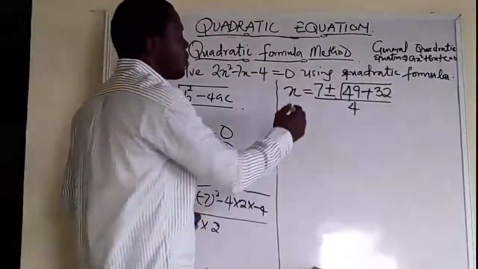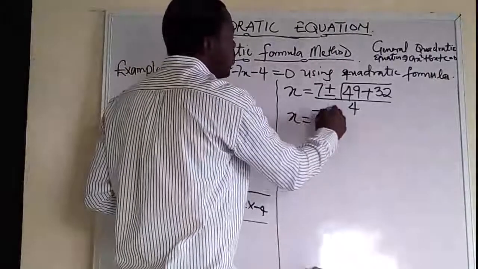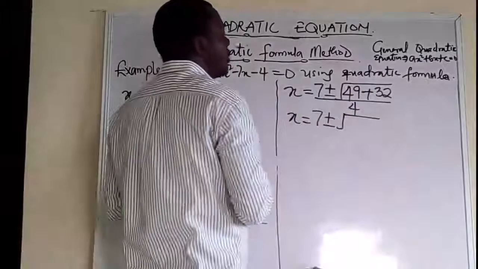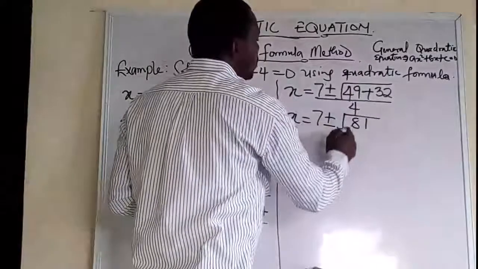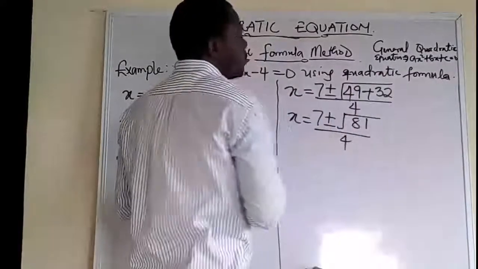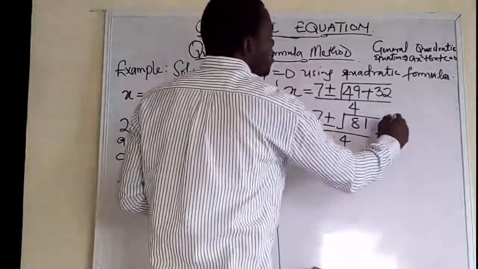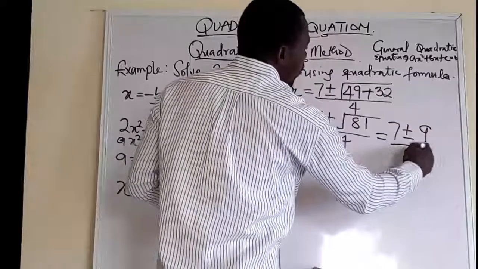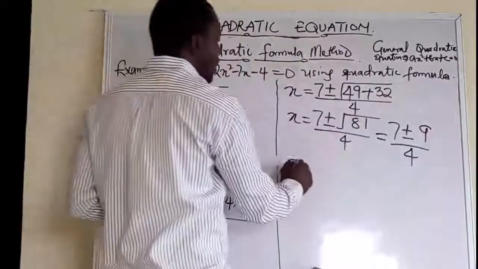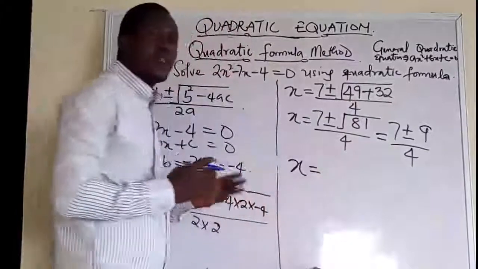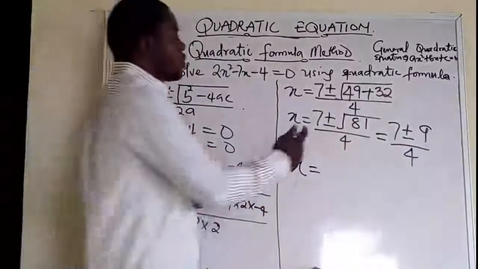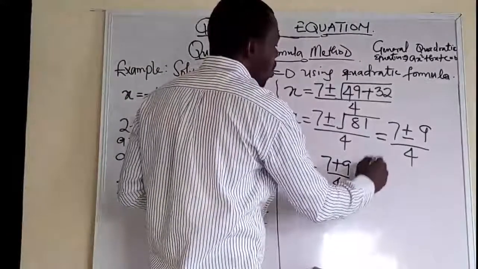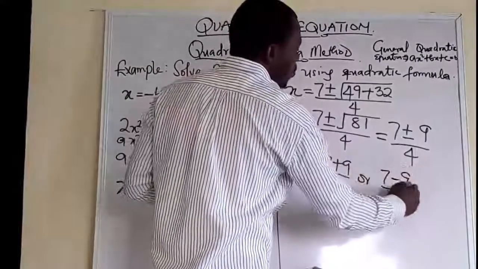So what do we have now? We have x equals 7 plus or minus, what do we have here? I think this should be 81, everything over 4. And then we have 7 plus or minus the square root of 81, which is 9, over 4. So what we have now, x is going to have 2 values. So we say 7 plus 9 over 4, or 7 minus 9 over 4.